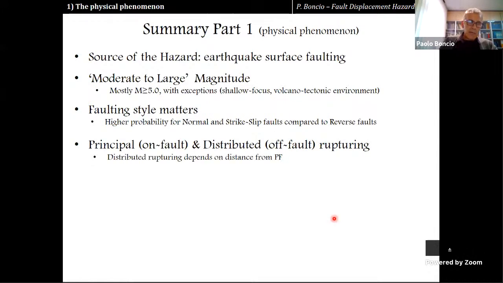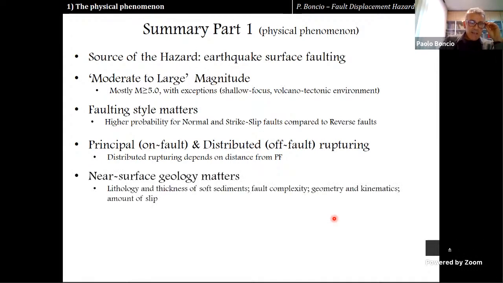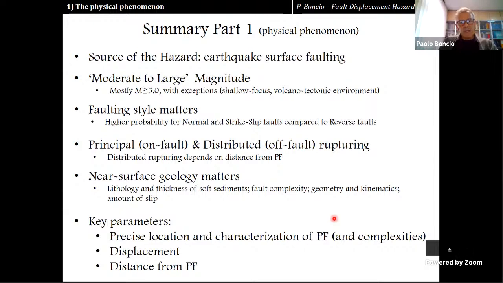We have principal fault rupturing and distributed fault rupturing. Distributed rupturing depends on distance from the principal fault. Near surface geology matters: lithology and thickness of soft sediment, fault complexity, geometry and kinematics, amount of slip. And key parameters are location and characterization of the principal fault and complexities, displacement, and distance from the principal fault.